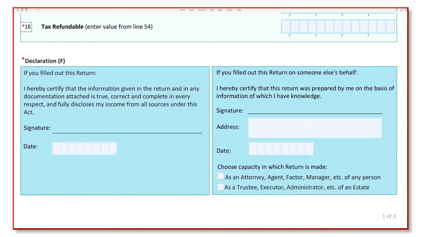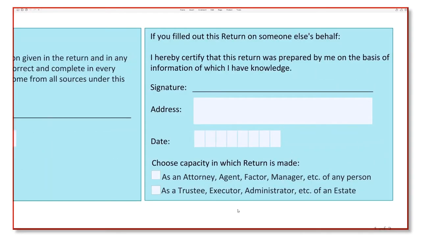Moving along, we enter into Section F, the declaration. This is the most important part of the return because you are declaring that everything is true and correct and that you have disclosed income from all sources under the Income Tax Act. Your signature and date are really important. If you are filling out the return on someone else's behalf, you must state the capacity in which the return is made, such as whether you are an attorney, trustee, or executor, etc.